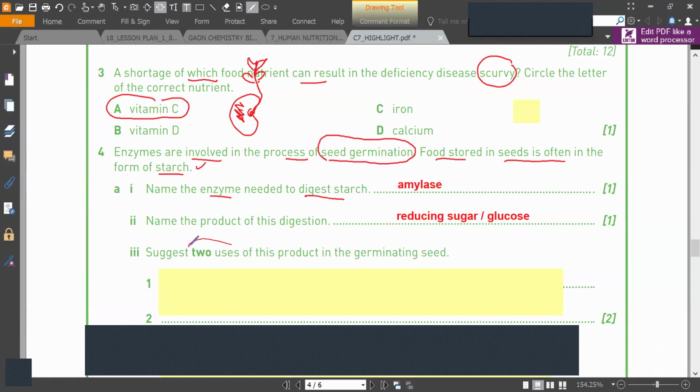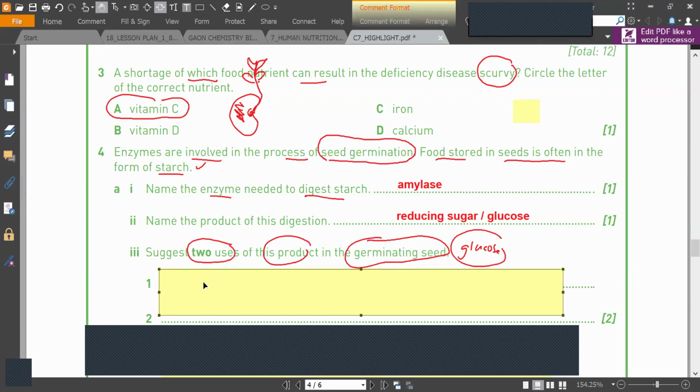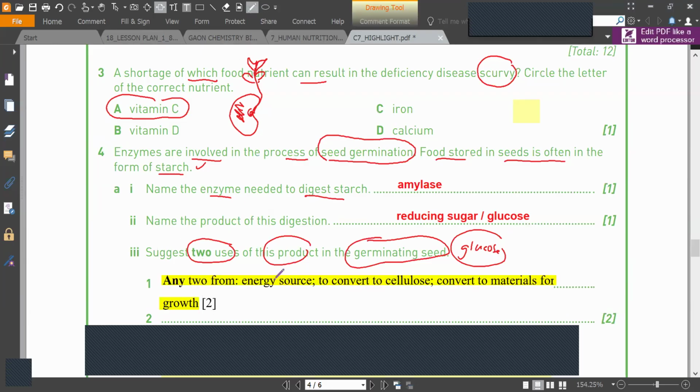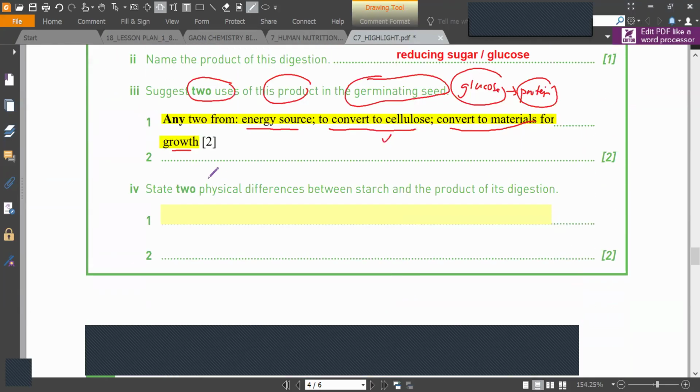Two uses of this product in the germinating seeds. So we produce the sugar. What do we use the sugar for? We can use it as an energy source, convert it to cellulose to make the cell wall, and convert it to materials for growth. This glucose can also be converted to amino acids and protein.